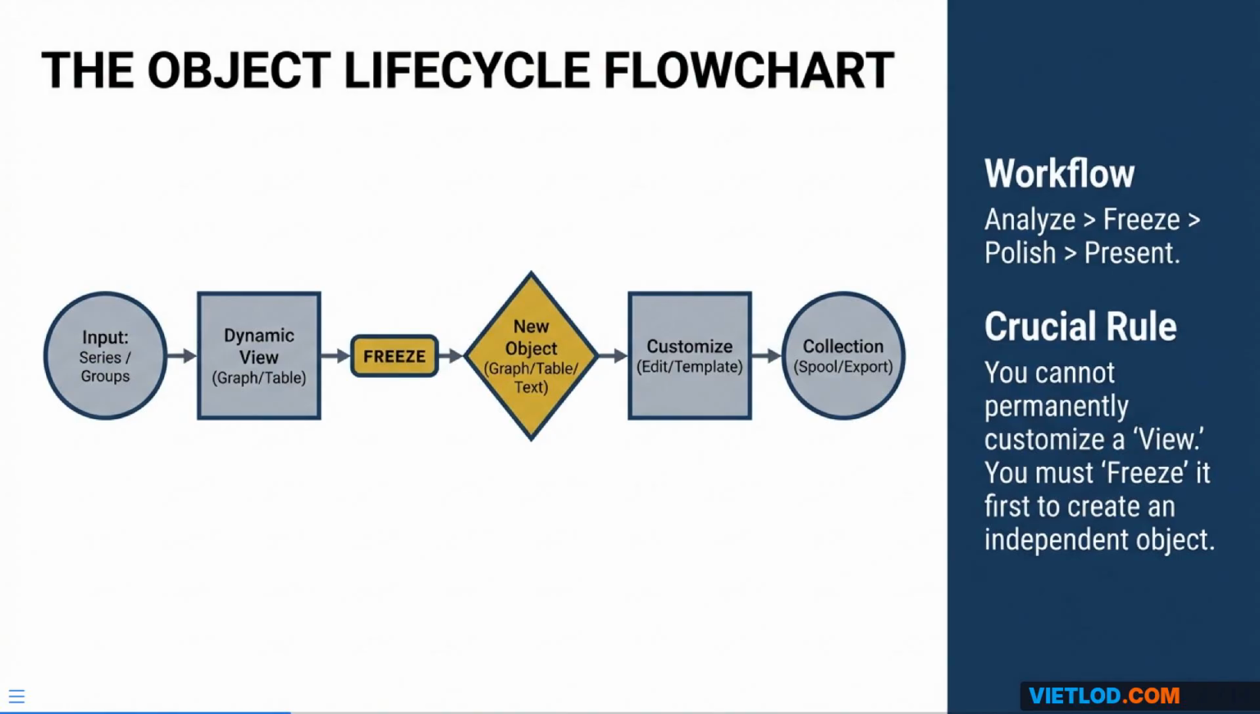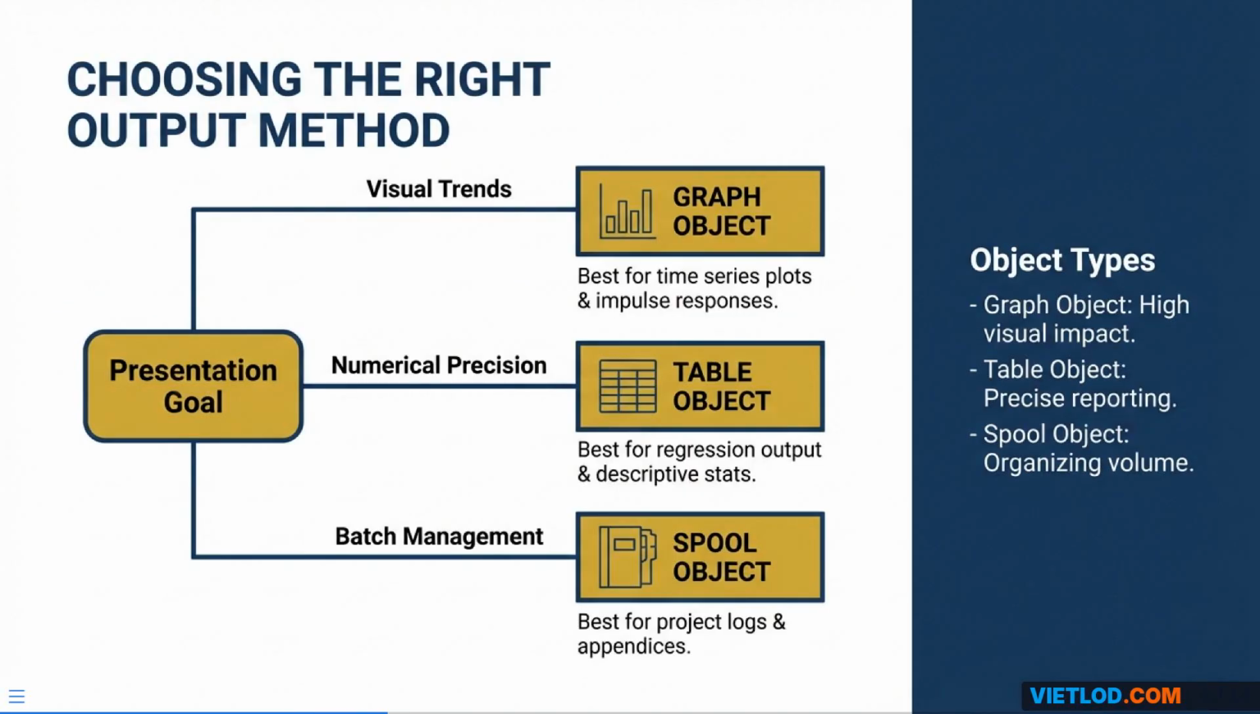The most crucial step is to freeze this view. This action creates a new, independent object, a static snapshot of the view. Once you have an object, you can safely customize it using various editing tools and templates. Finally, you can collect these customized objects into a spool for organization or export them for your final report. This flowchart can be summarized as analyze, freeze, polish, present. The crucial rule to remember is that you cannot permanently customize a view. You must freeze it first to create an independent object.